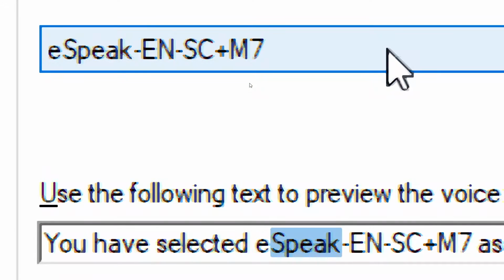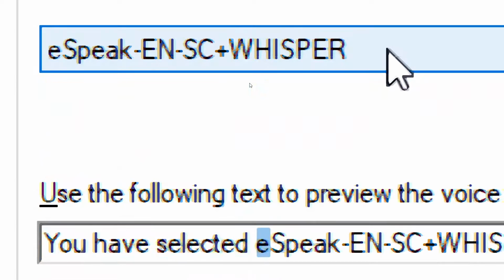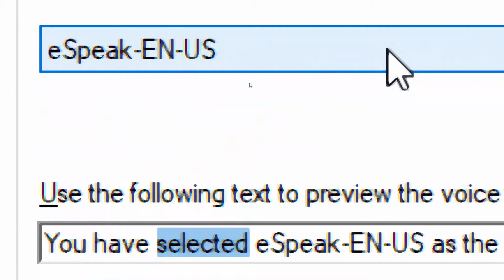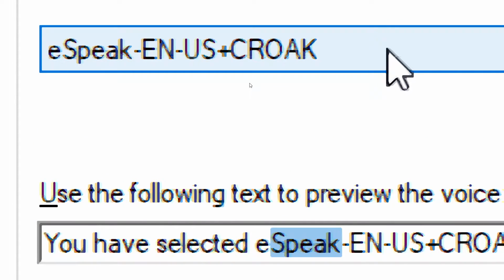You have selected eSpeak ENSC plus M7 as the computer's default voice. You have selected eSpeak ENSC plus Whisper as the computer's default voice. You have selected eSpeak ENUS as the computer's default voice. You have selected eSpeak ENUS plus Croak as the computer's default voice.